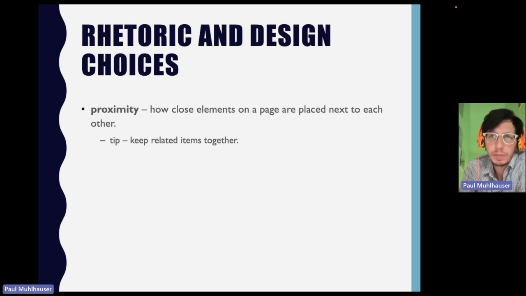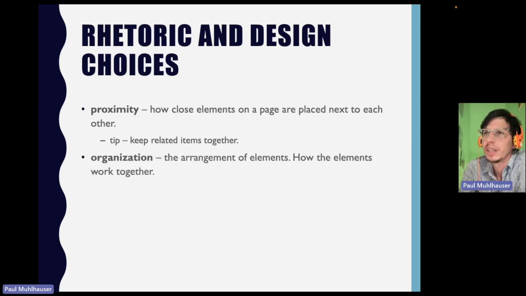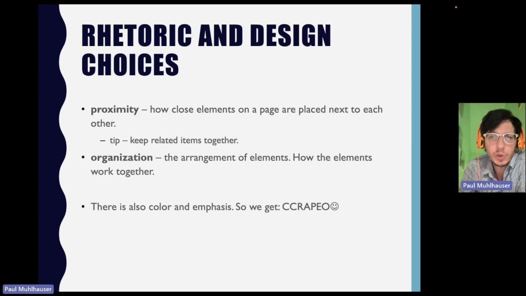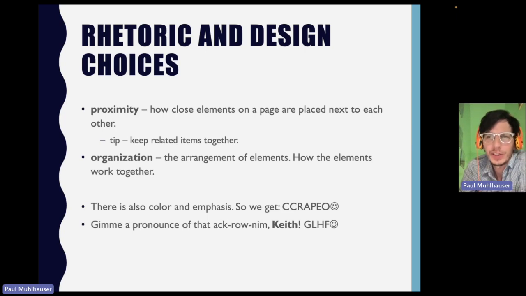So proximity is how close elements on a page are placed next to each other. So keep related items together. I like to think of that as like the friendly principle. If something's related, you keep it close together. Organization, that's the arrangement of elements, how elements work together. There's also color and emphasis. So we get something that's like CRAPIO, all right? So that would be our acronym, and you'll read more about that in your textbook.